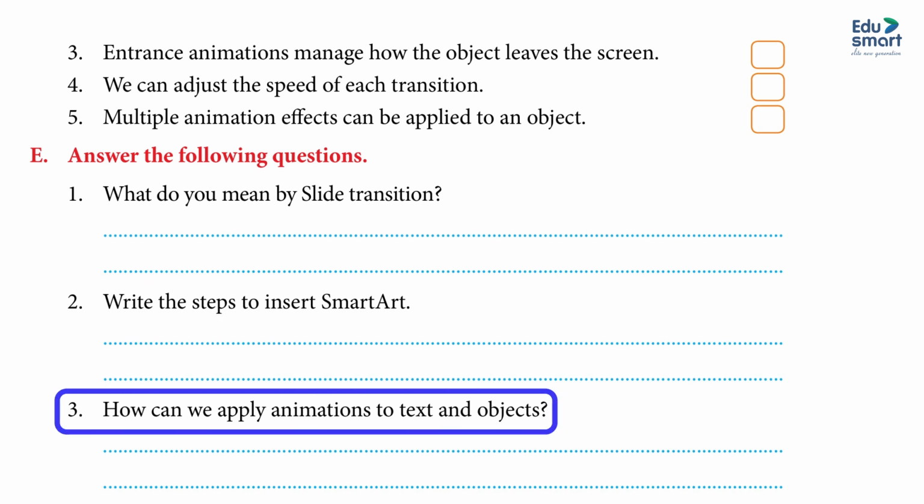3. How can we apply animation to text and objects? Press Ctrl and select the objects you want. Select format, group to group the objects together. Select animation and choose an animation.